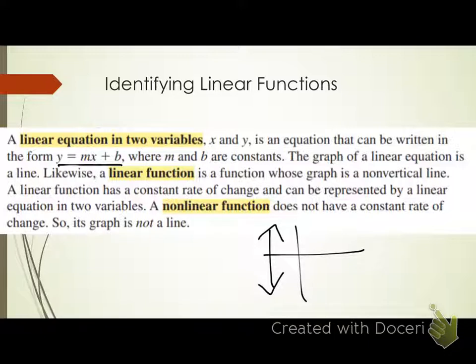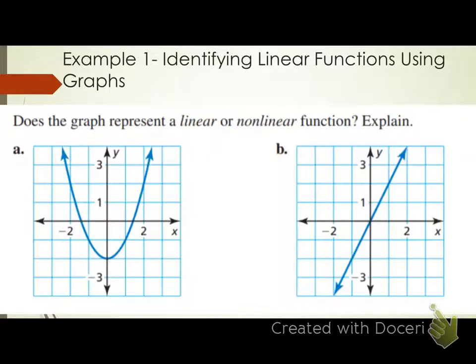So the gist of this, if it's linear, it's a line. If it's a linear function, it's any line except the vertical line. If it's nonlinear, it's not a line. Right? Also, if it's linear, it has a constant rate of change. That means the x and y values are increasing or decreasing by the same thing each time. If it's nonlinear, it does not have a constant rate of change. That's the gist of it. Does that make sense? Okay. Let's look at some examples. I can come back to that slide if I need to.